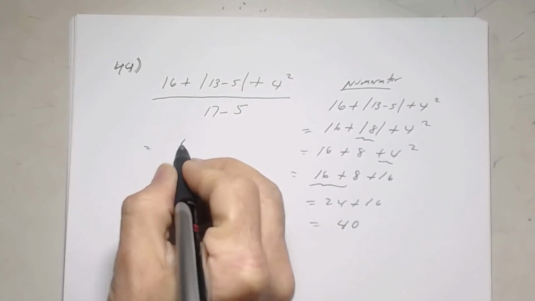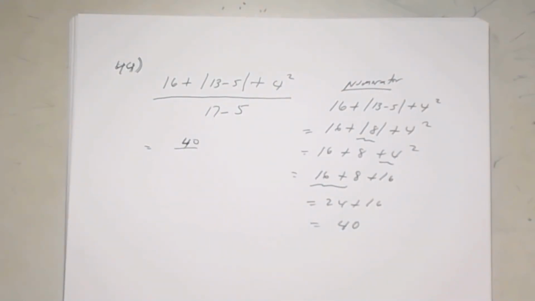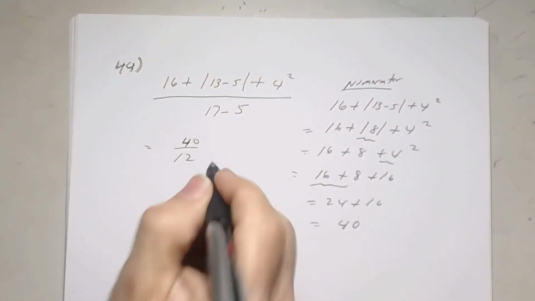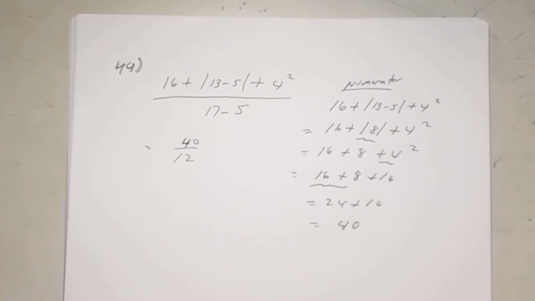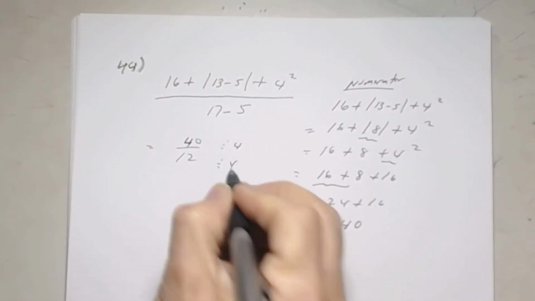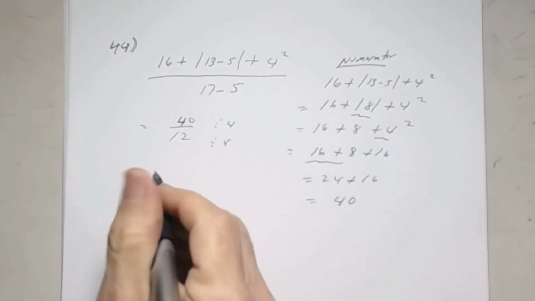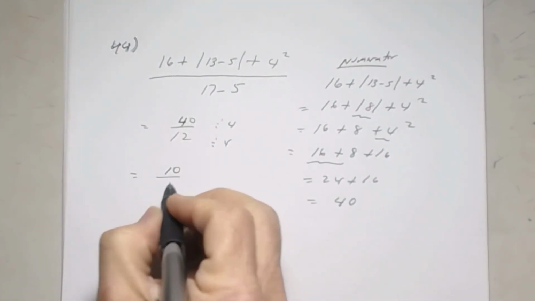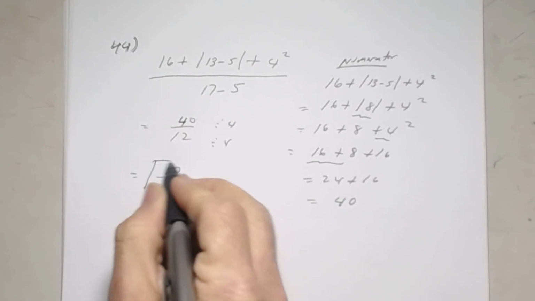So that's the numerator. Now the denominator is just one operation, so just do it. What's 17 subtract 5? 12. All right, now don't leave it like that. You have to reduce. They're both divisible by 4. They're both divisible by 2, too, but let's use the largest, which is 4. If I divide numerator and denominator by 4, what's 40 divided by 4? 10. And what's 12 divided by 4? 3. So there's your answer.